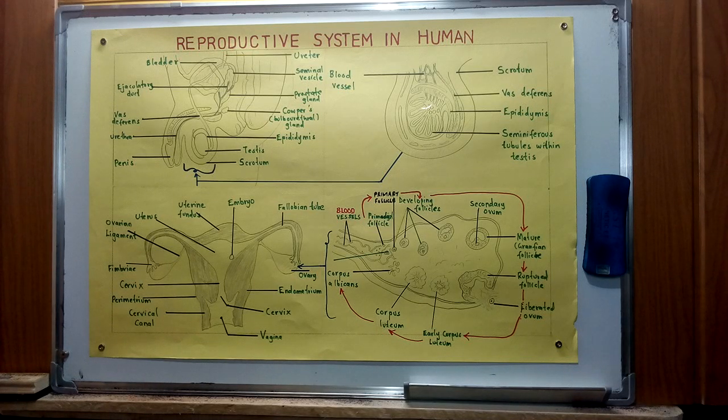Now, these highly coiled tubules that we have referred to as seminiferous tubules join together at this specific part to form the next part that we call the epididymis.